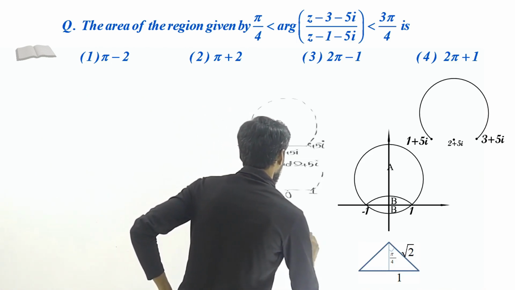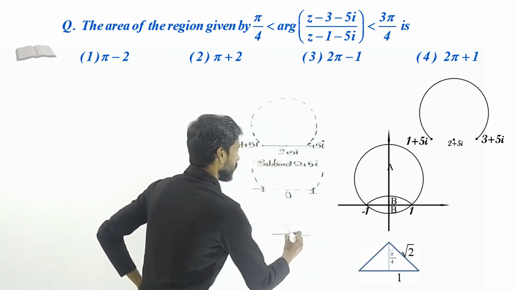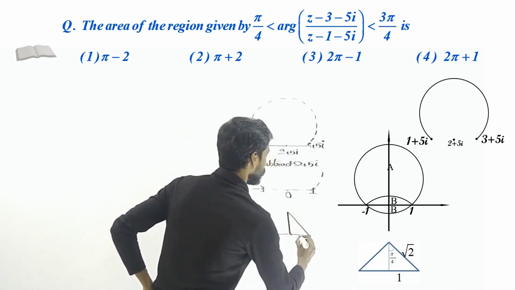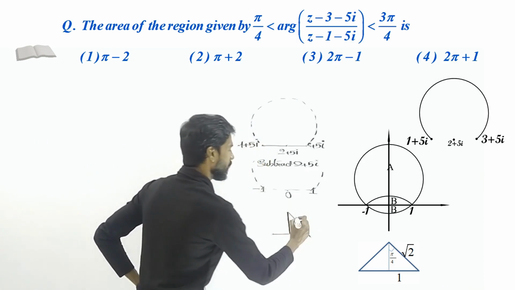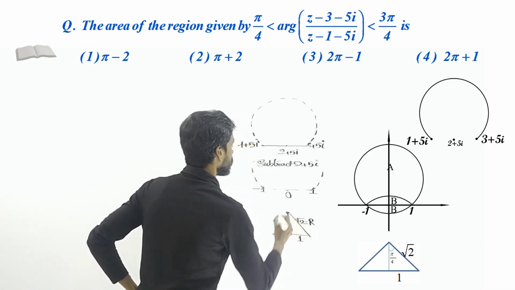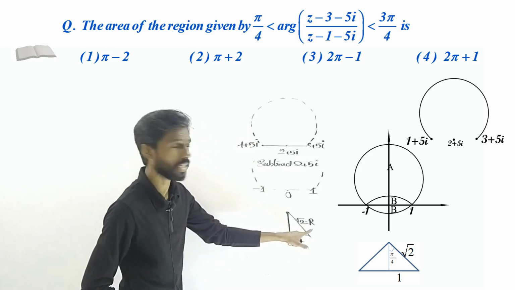So it is like this. So here it is 0, here it is 1. So this is a triangle. This is 1 unit and this angle is 45 degree. That means this is root 2. So that is the radius of the circle. This is the center. Okay. So radius of the circle is root 2.